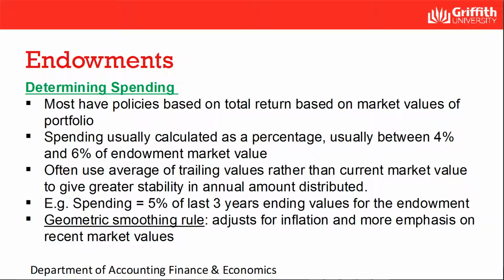A common simple rule might call for spending 5% of the average of the past 3 years' ending market values of the endowment. One problem is that emphasis is placed on market values 3 years ago. A more refined rule might use a geometrically declining average of trailing endowment values adjusted for inflation, which places more emphasis on recent market values and less on past market values.